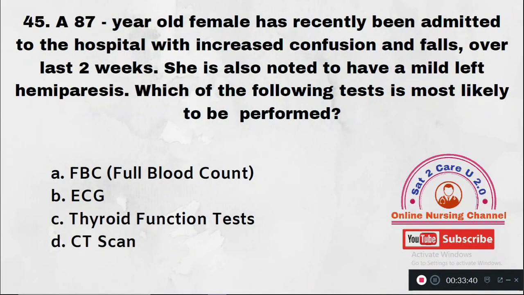Question number 45. An 87-year-old female has recently been admitted to the hospital with increased confusion and falls over last 2 weeks. She is also noted to have mild left hemiparesis. Which of the following test is most likely to be performed in case of hemiparesis? Option A, full blood count. Option B, ECG. Option C, thyroid function test. Option D, CT scan. So very simple. In hemiparesis, the diagnosis can be done with CT scan.